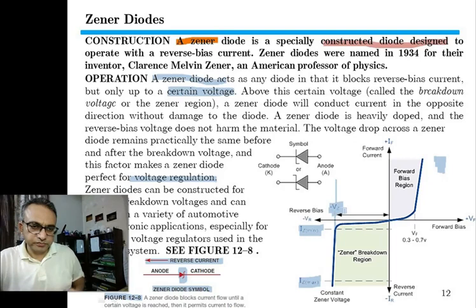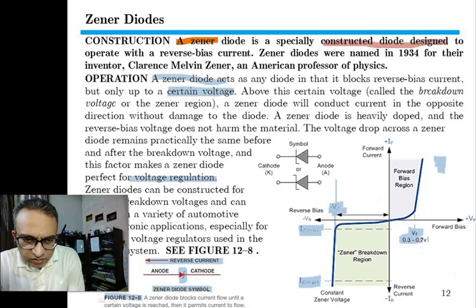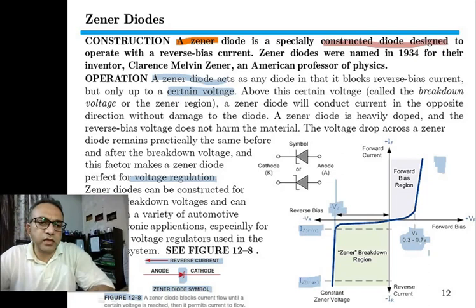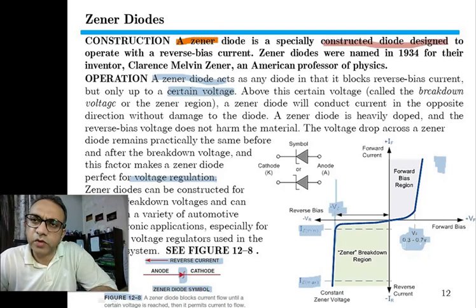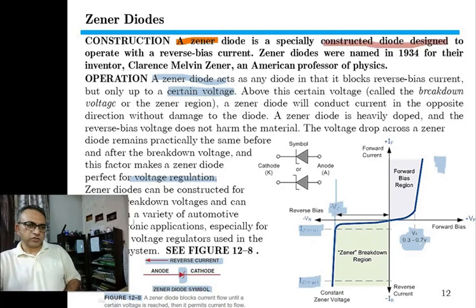And let us look at the meaning of VF 0.3 or 0.7 over here. This means that if we are using the Zener diode in the forward bias condition, then if the Zener diode is made of germanium, the forward bias voltage is only 0.3 volt. And if the Zener diode is made of silicon, then the voltage drop is equal to 0.7 volts. Okay. So now we will come to the next slide.